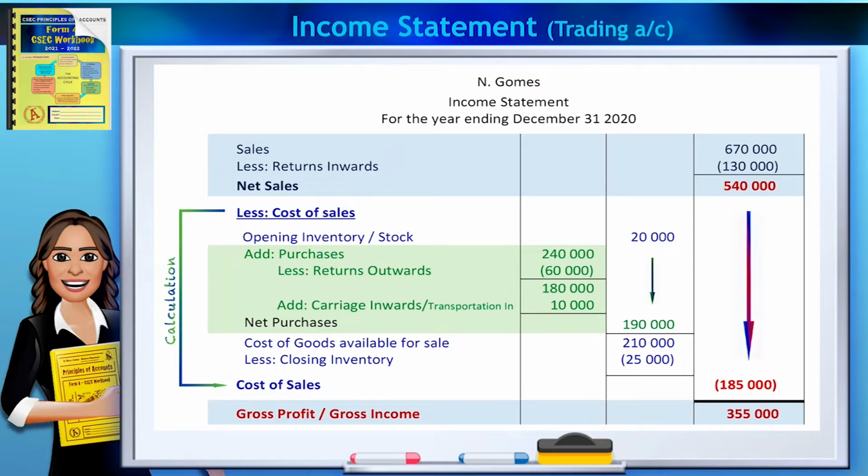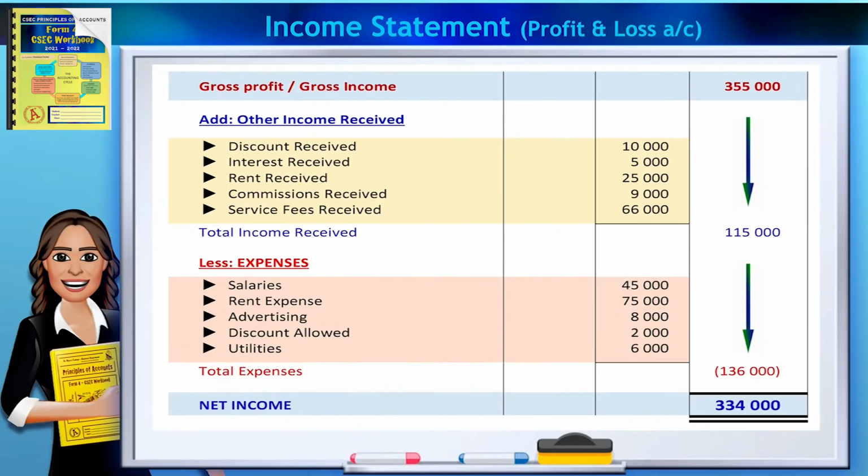Trading meaning you're selling and you're buying. And then the bottom part was your profit and loss section. That is where you added any other income besides sales, because we deal with sales revenue in the trading account section, but there may be other income that the business earns. For example, discounts received, interest received, rent received, commissions received, service fees received.